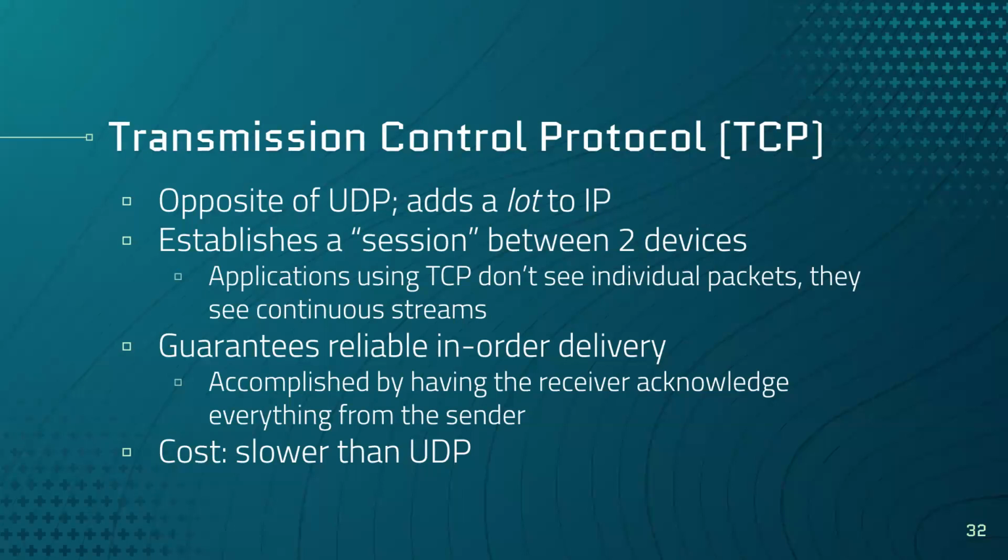This is accomplished by having the receiver acknowledge everything that gets sent by the sender. Basically, when you get a TCP packet, you're supposed to send an acknowledgement saying, I got it. And if you don't send that acknowledgement, the sender assumes that you didn't get it, and it will keep sending it again until you acknowledge it. So the cost is that this is slower than UDP.